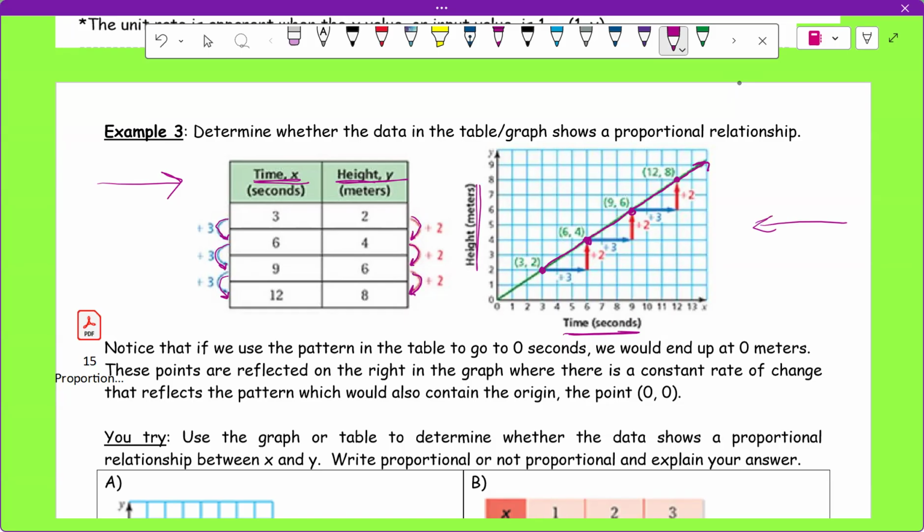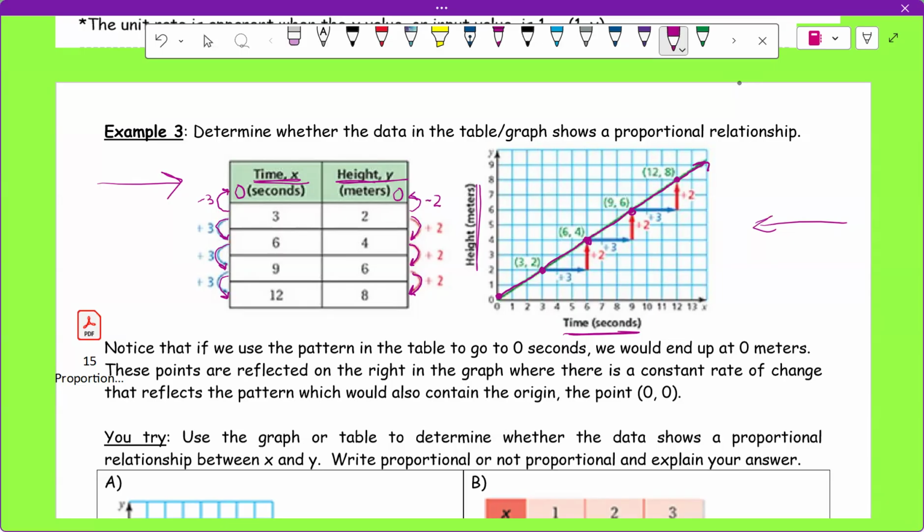So to determine if 0, 0 is part of this data set, we'll apply that same pattern backwards. We would subtract 2, and that would put us at 0. And we would apply the same pattern backwards, subtracting 3, and that gives us 0. So that does make the data set true. So the line is a graph through the origin. We see we have equivalent ratios here.